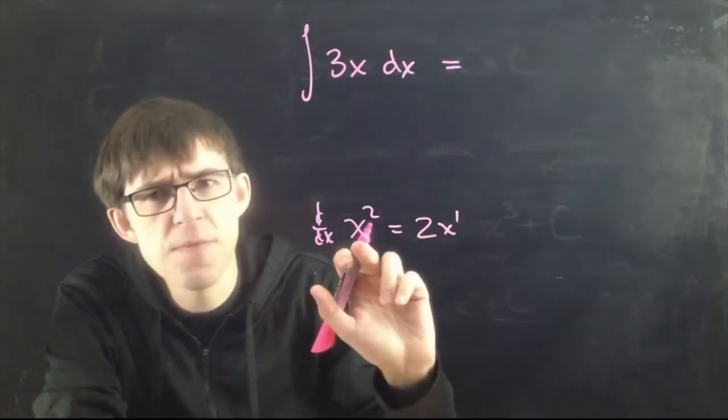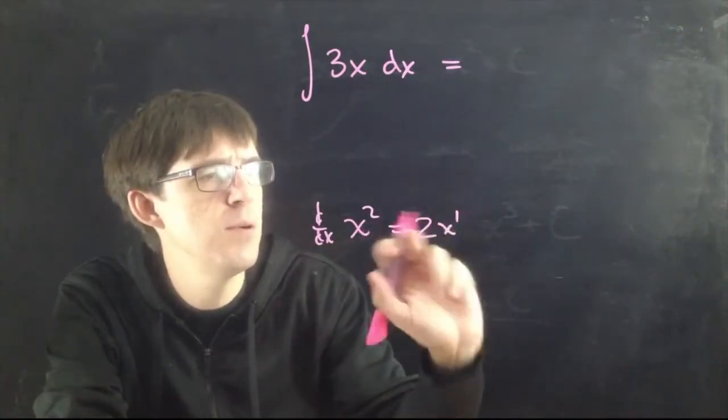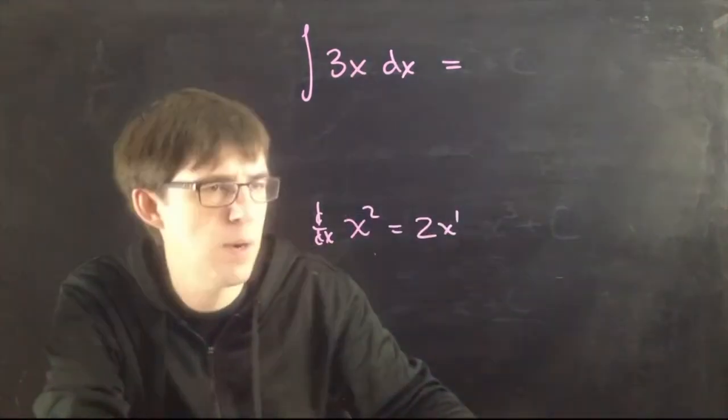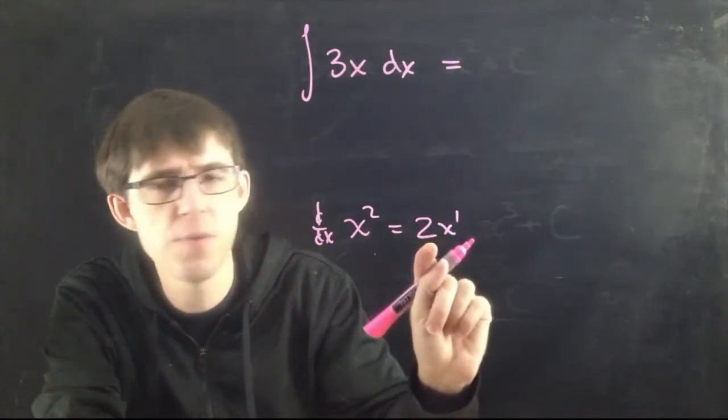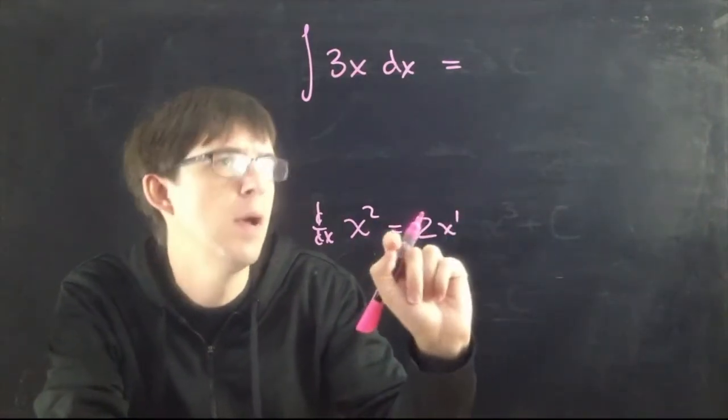How can I choose this function so that instead of 2x to the 1, I get 3x to the 1? That's what I want. Well, if you change the exponent to a 3, actually, that doesn't do it. That puts a 3 in the front, but it screws up the exponent.